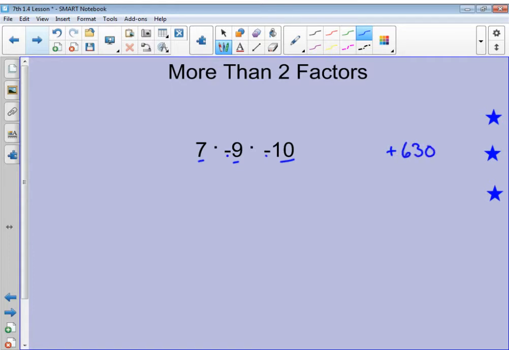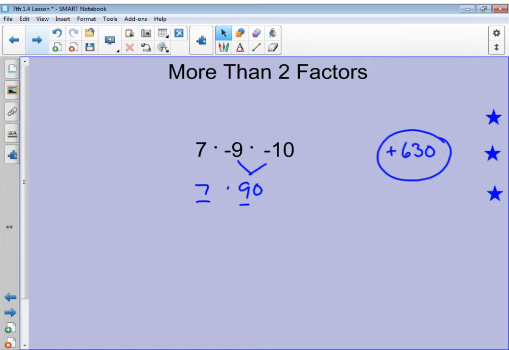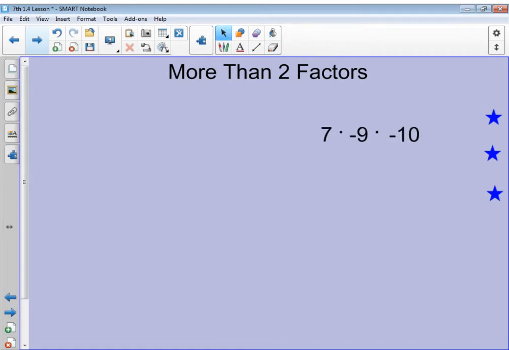Okay, I would have gotten the same answer had I multiplied maybe these two together first. There I would get 90, and then if I did 90 times 7, well, 7 times 9 is 63, add the 0. I would still end up at the positive 630. So just remember, as long as it's all multiplying, you can rearrange the order if it's easier for you to do in your head. Okay, so let's try another one.